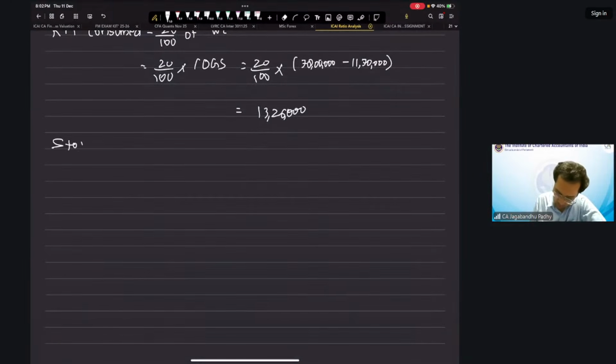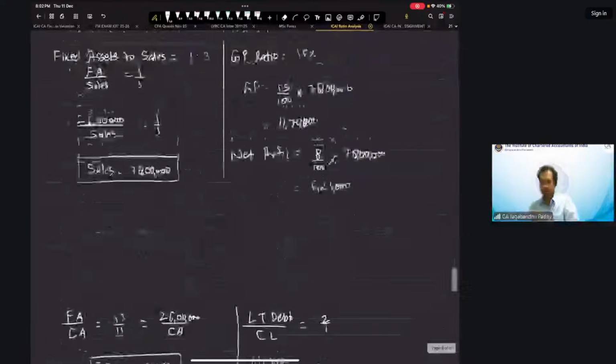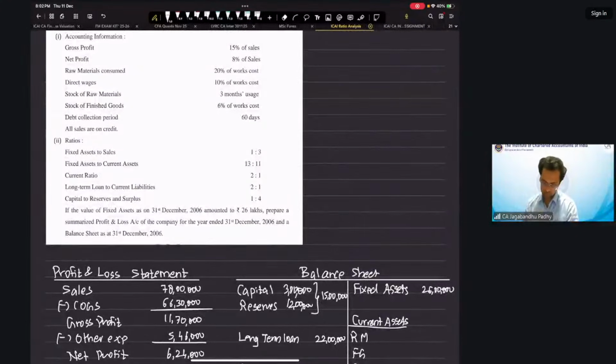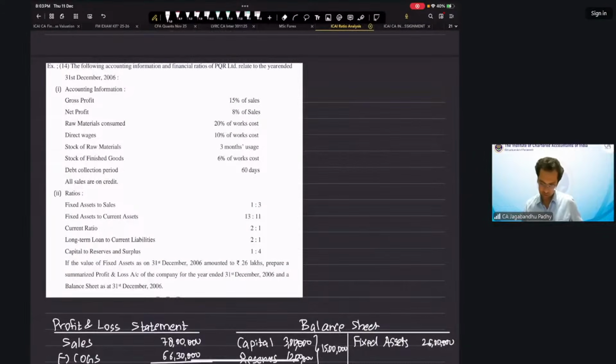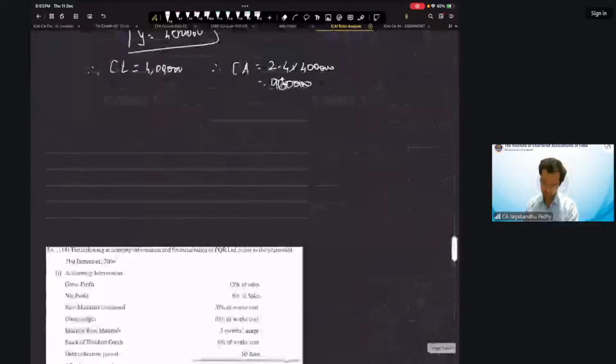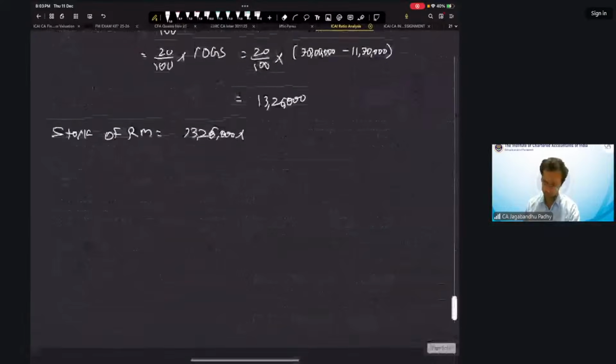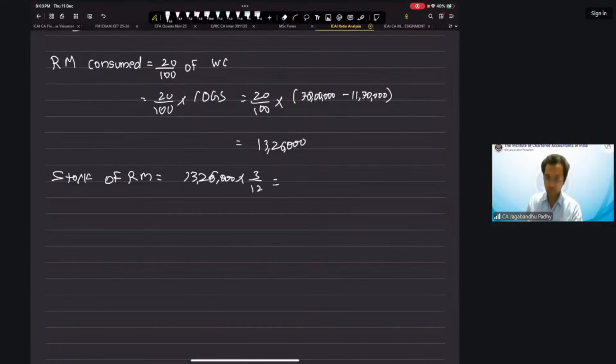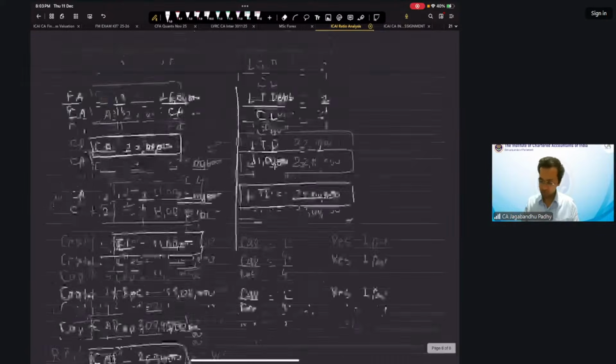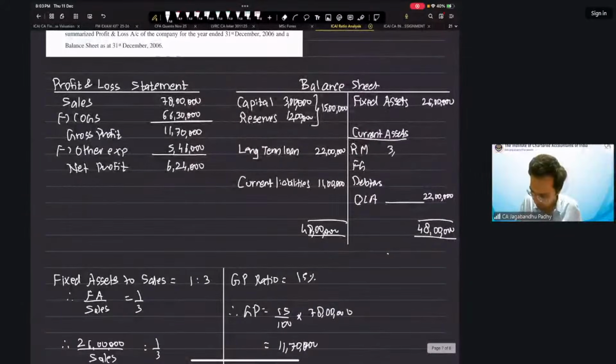And what will be the stock of raw material, guys? Stock of raw material will be 13 lakh 26,000 into how many months or days they are talking of? It is 3 months usage. So into 3 by 12. So 13 lakh 26,000 into 3 divided by 12. That's 3 lakh 31,500. This is the stock of raw material we've got. So the stock of raw material is 3 lakh 31,500.